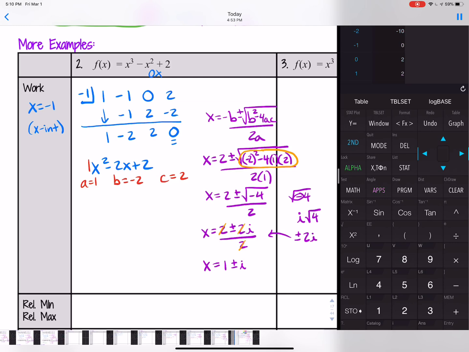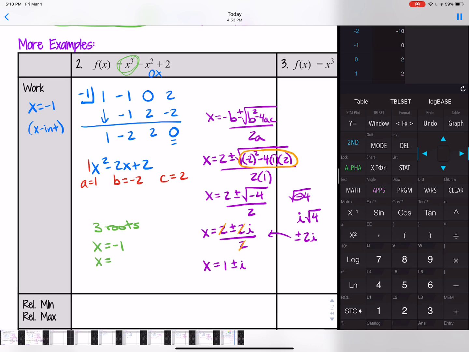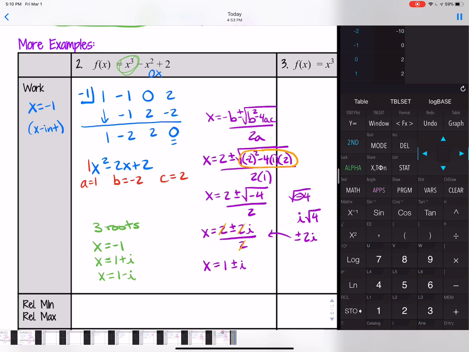And so now let's put all 3 roots together. We know we have 3 roots because it was a cubic function. There are 3 roots. We found one quickly in our calculator at the beginning of the problem. That was -1. And then the other 2 we just found using the quadratic formula. So we have x equals 1 plus i and x equals 1 minus i. Okay, so that's just some more examples to help you get started.